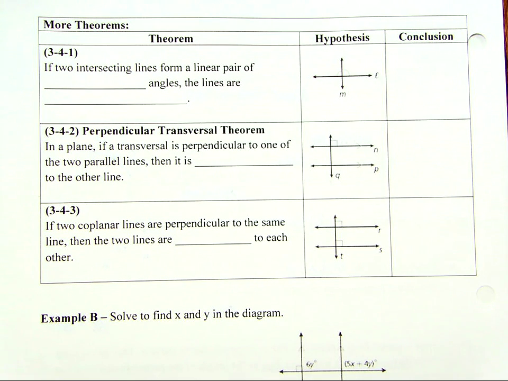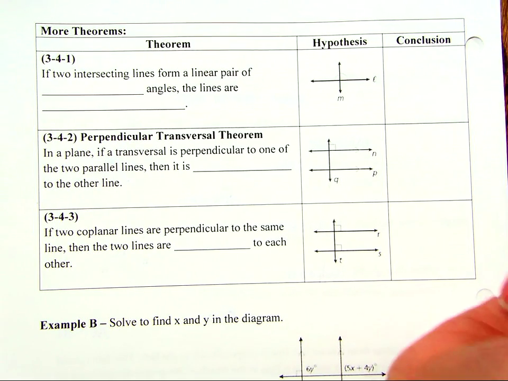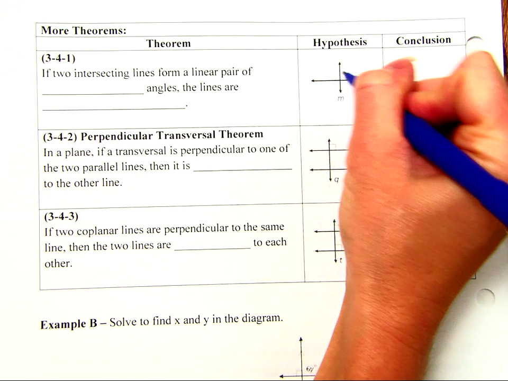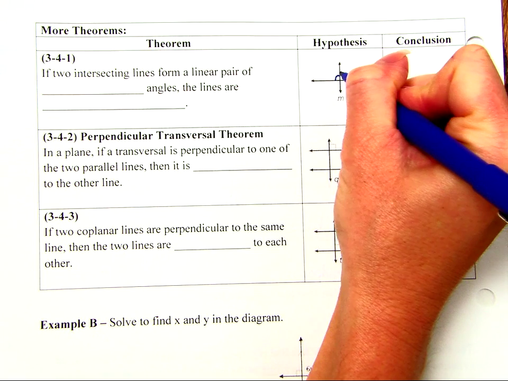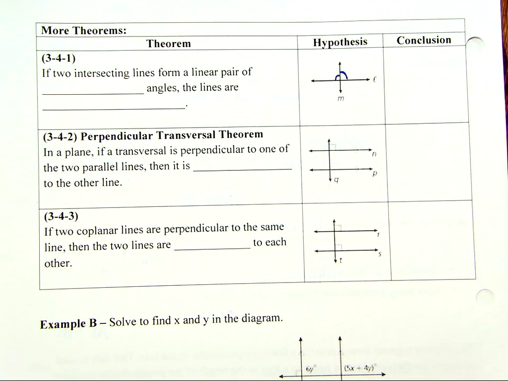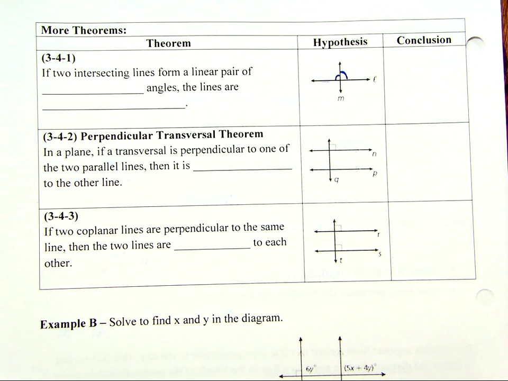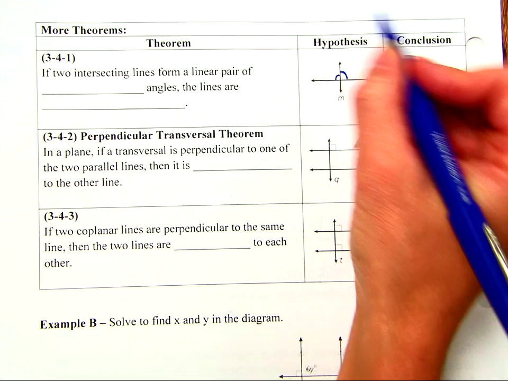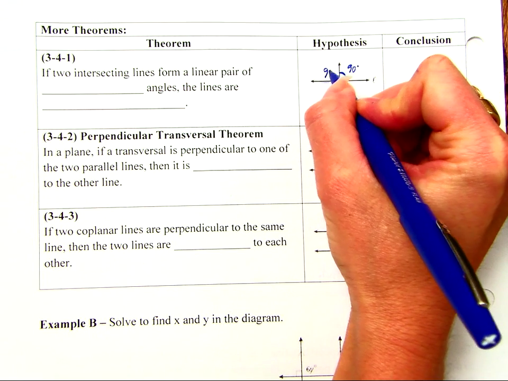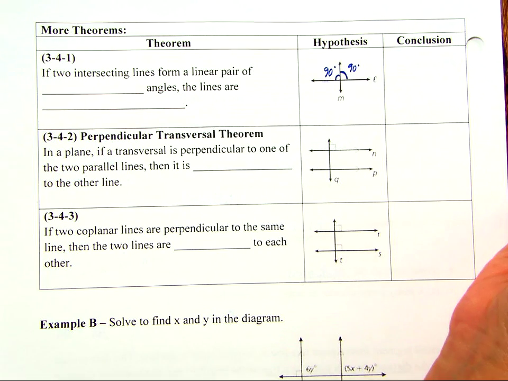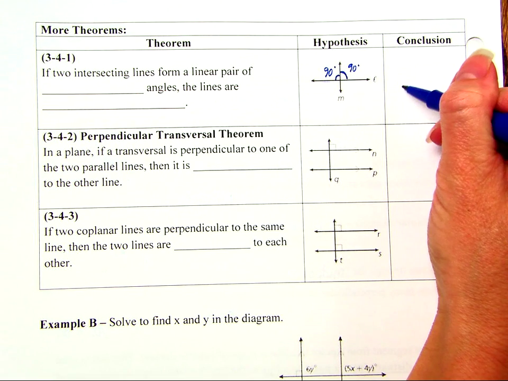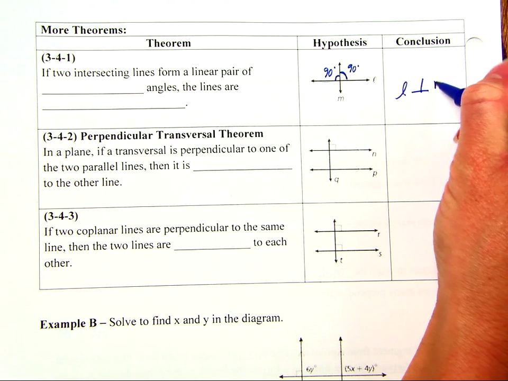Okay. On the back side, we have some theorems. If you take a look, we're going to look at the diagrams here first. In my diagram, I can see I have line L and line M, and they're showing me that these two angles are congruent. Now, if they are congruent and they are a linear pair, what is going to have to be true about those angles? Yes, they're going to have to measure 90 degrees, right? So if this is the case, what is my conclusion? Well, my conclusion is that L must be perpendicular to M.